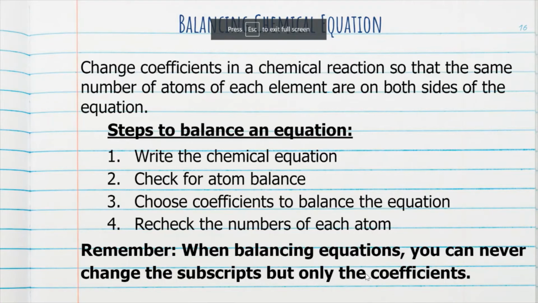All right, so balancing chemical equations, right? I just kind of showed you how to account for atoms on both sides of the arrow. You're basically just multiplying the coefficient by the subscripts, right? So balancing the chemical equations, though, there's a little bit more to it than that. So you're going to have to change coefficients in a chemical reaction so that the same number of atoms of each element are on both sides of the equation, right? Or on both sides of the arrow.